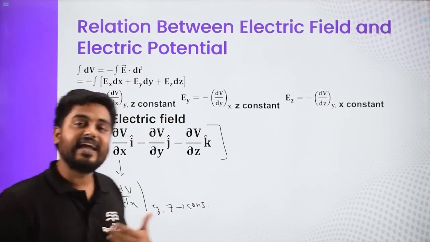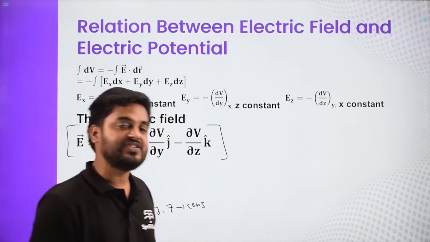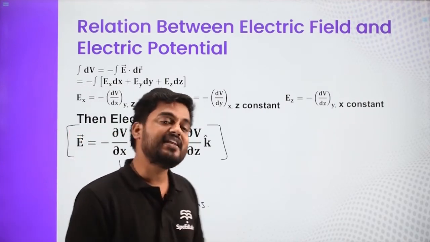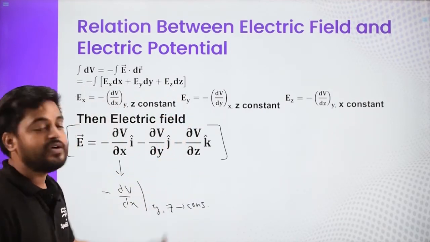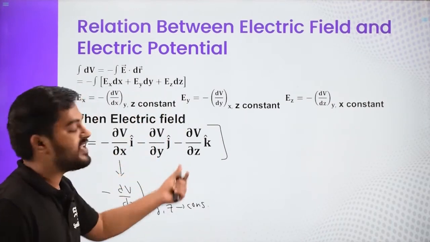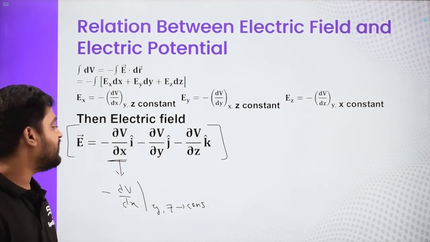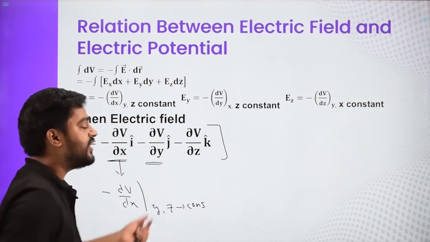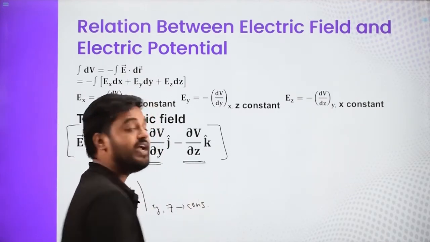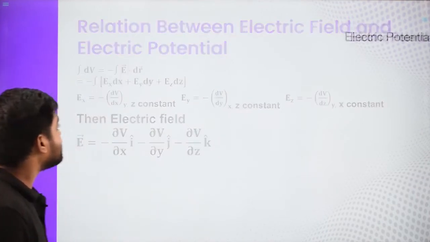The force is negative of the differentiation of potential energy with respect to x, y and z, and that was also partial differentiation. Similarly, the electric field is the negative of the partial differentiation of potential with respect to x, y and z, one by one. When you differentiate with x, you get the i component. With respect to y, you get the j component, and with z, you get the k component. Those are the x, y and z components respectively.